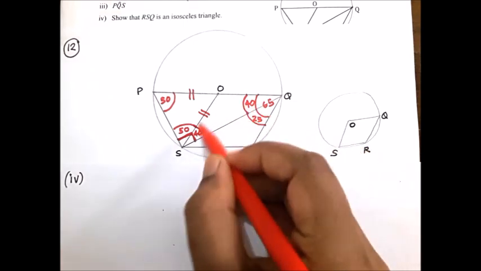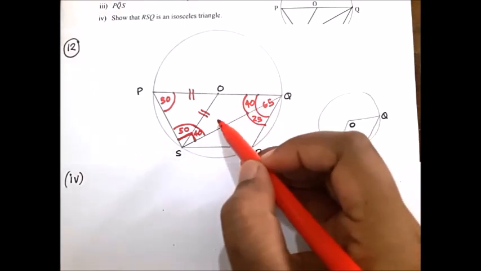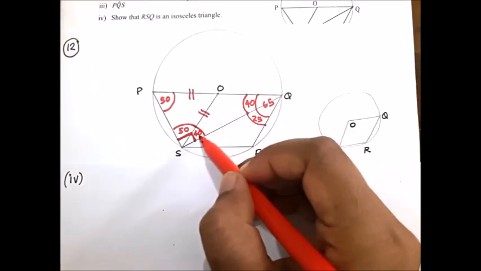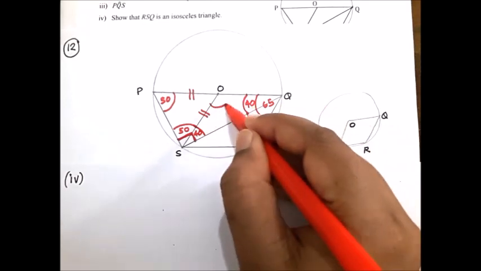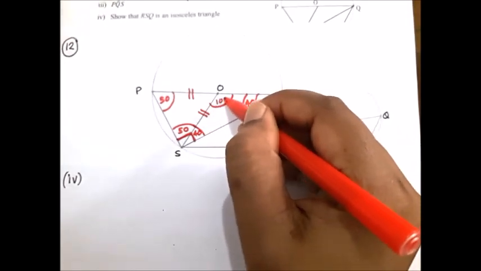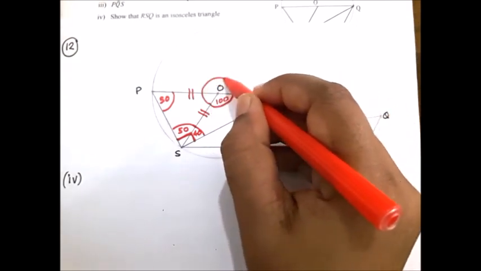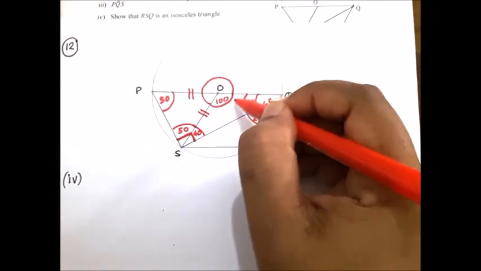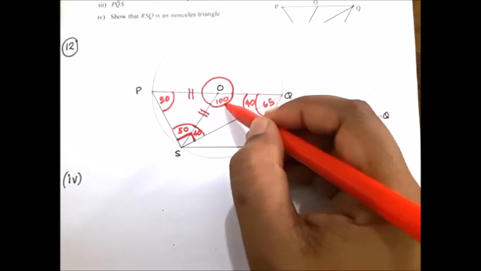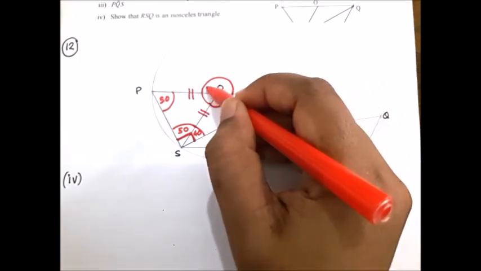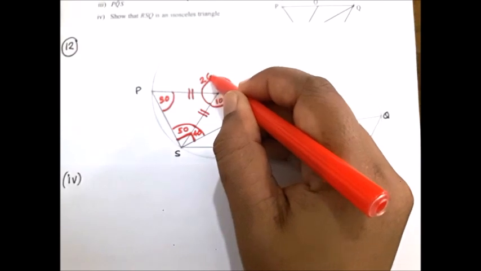Then take the sum of interior angle of this triangle. 180 minus 40 plus 40. This angle equal 100 degrees. SOQ 100 degrees. And take the reflex of it. Sum of angle around a point 360. 360 minus 100. 260 degrees.